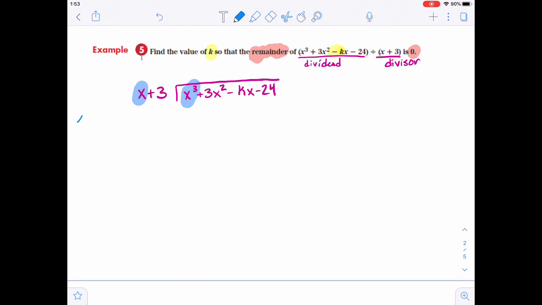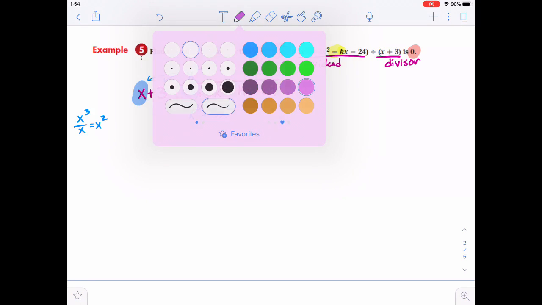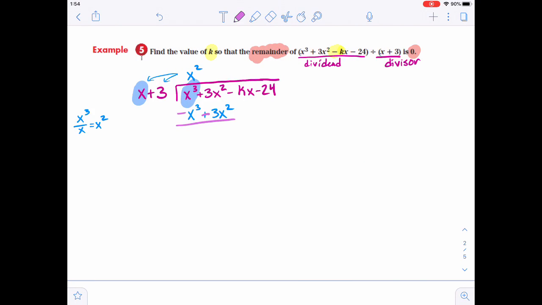X cubed divided by x is x squared. Multiply by everybody on the outside, we get x cubed plus 3x squared. Change the signs because we're subtracting. This cancels and this cancels this time, so we're just going to pull everybody down.